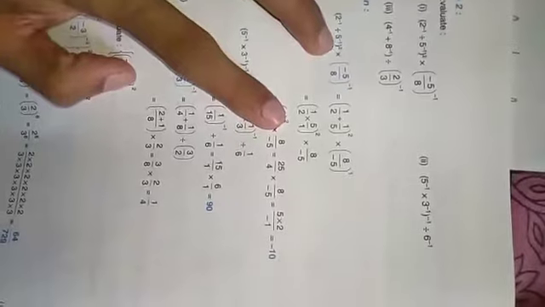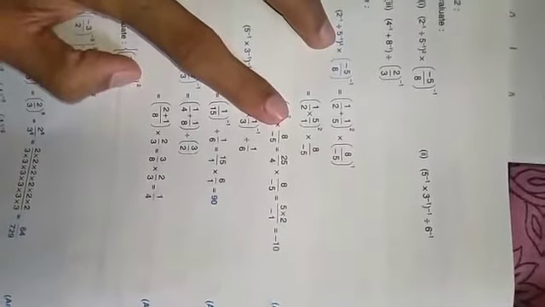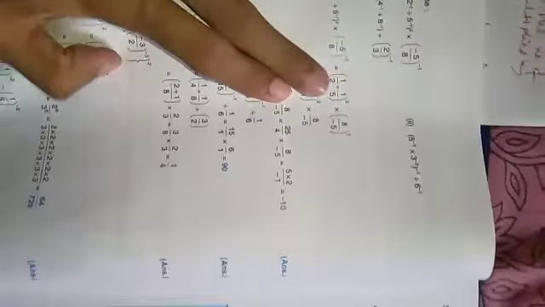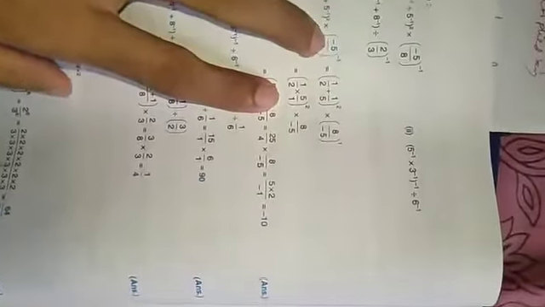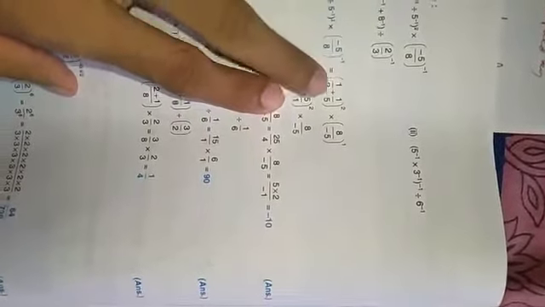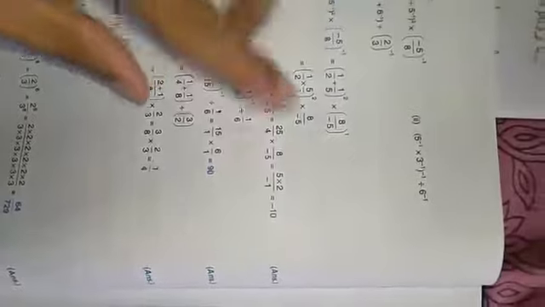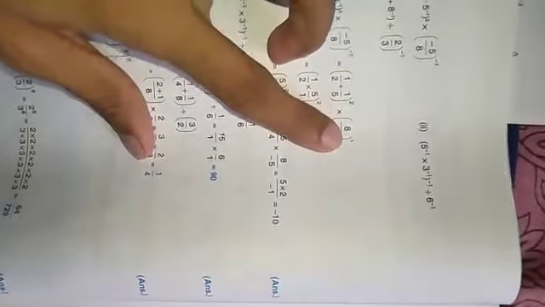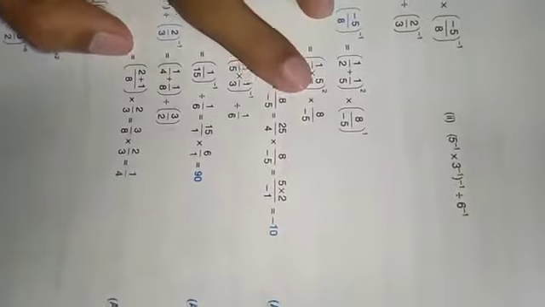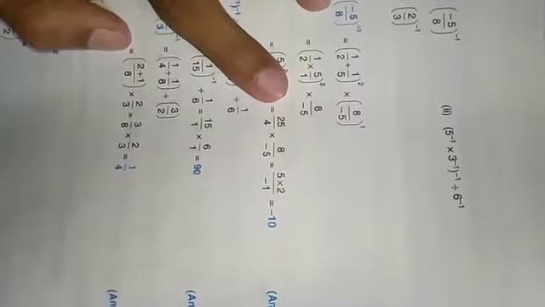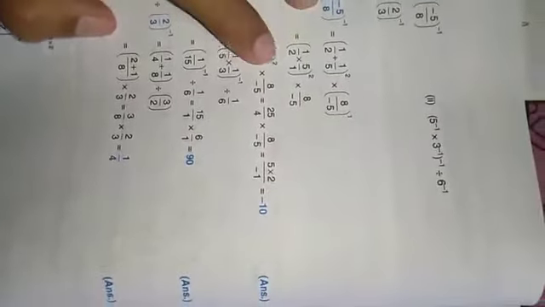So 1 by 2 divided by 5 to the power -1. So 5 to the power -1 means 1 by 5. So 1 by 2 divided by 1 by 5 whole square into (-5/8) to the power -1 means 1 by (-5/8) to the power 1. So that means 8 by -5. So (1/2 into 5/1) whole to the power 2 into 8 by -5. Okay. So (5/2) whole to the power 2 into 8 by -5.